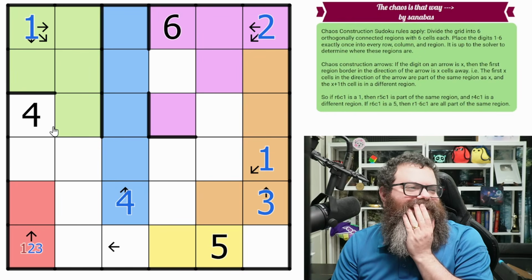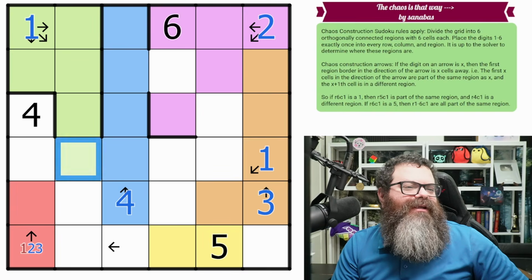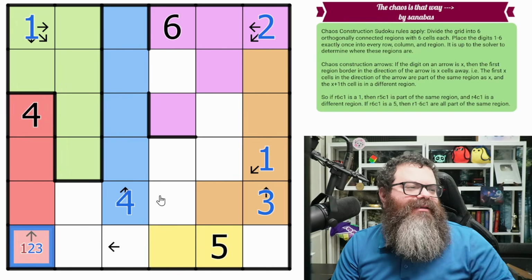That was a lot all at once. We know this one's not green because of the 1 clue. That's what this border was telling us. And so green can only finish here. These 2 can only reach red, so they are red, and that makes this a 3.